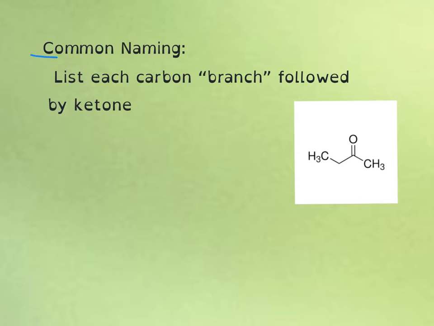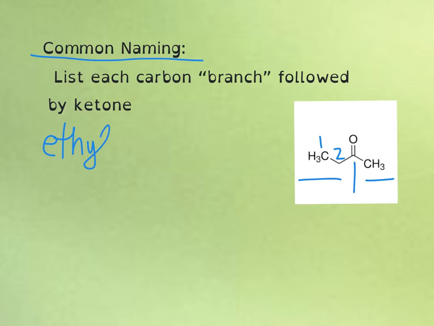Again, there's some common naming. What they do is they break this carbonyl and call it two separate chains. So you have one chain and the other chain, and then you follow it with the word ketone. And you alphabetize. So we have 2 carbons, so this is ethyl. And then we have 1 carbon over here, so that's methyl. And it's followed by the word ketone to indicate the CO double bond.